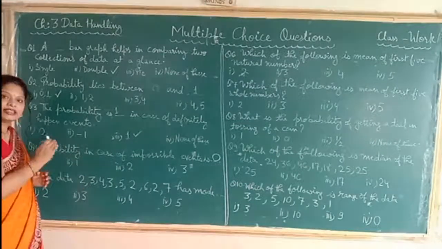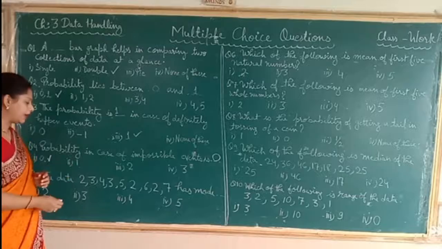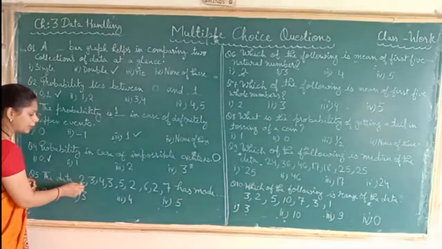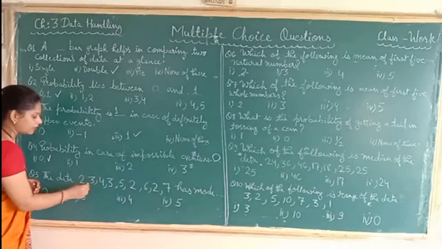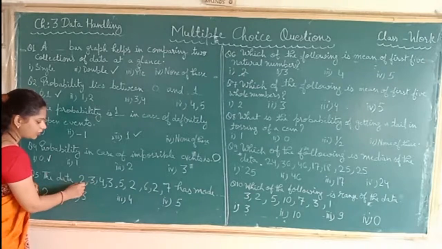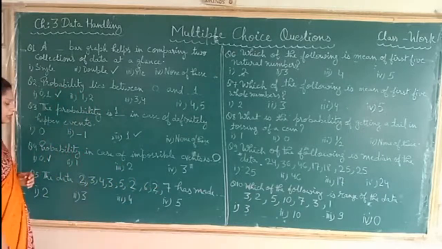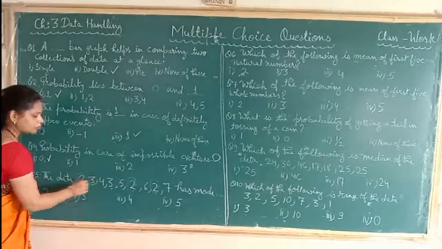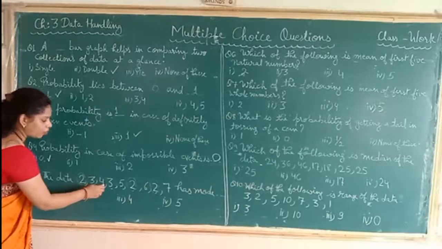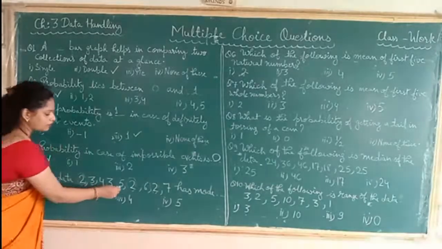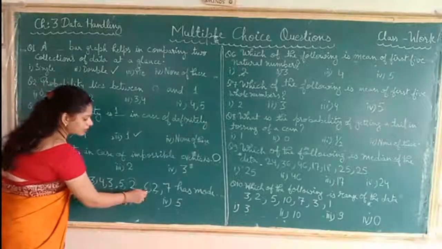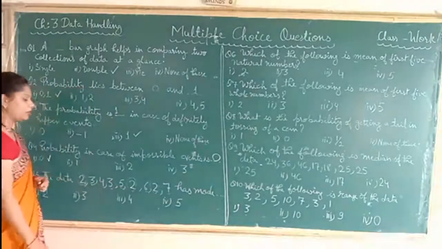जो भी सबसे ज़्यादा number of time repeat हो रहा है, that is most frequently. Here, look at the question very carefully. 2 comes 3 times here, while 3 comes only 2 times and 4 comes only 1 time. 5 also once, 6 also once and 7 also once.